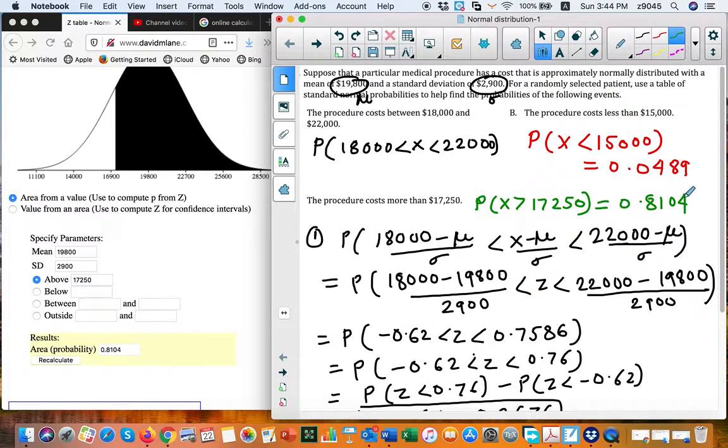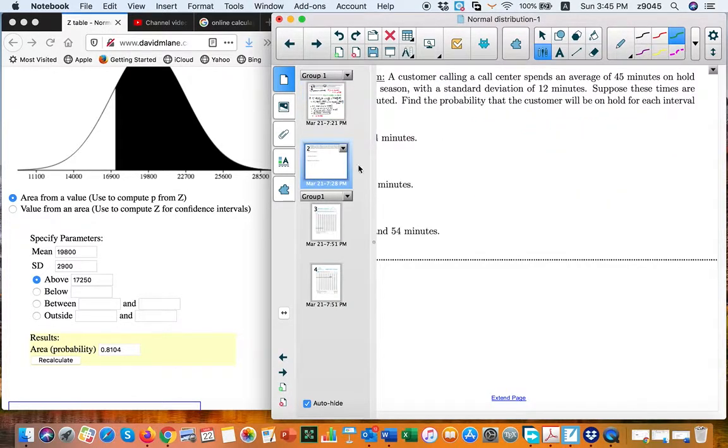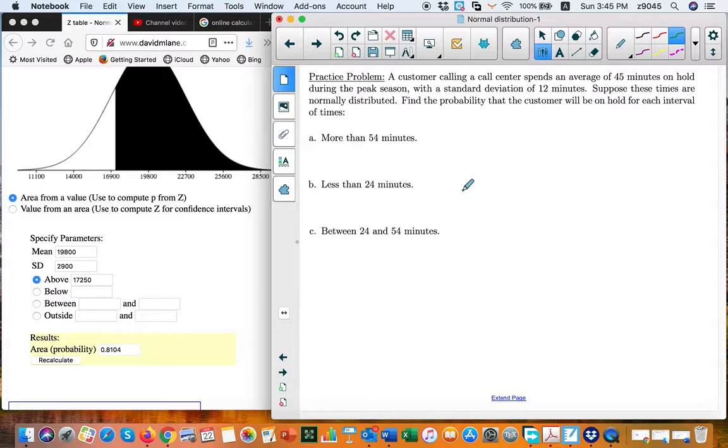So we have seen how we can solve the same question using the calculator and also using the table. We have another example, but as you know, the calculator makes it much simpler. A customer calling a call center spends on an average 45 minutes, so this is mu, on hold during the peak season with the standard deviation of 12, so this is sigma. Suppose these times are normally distributed.